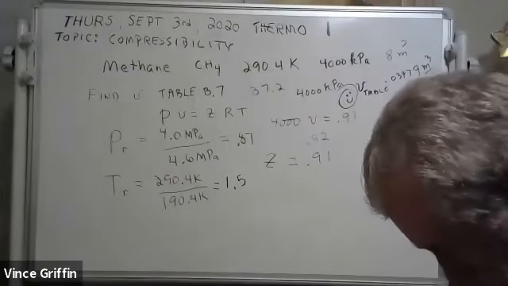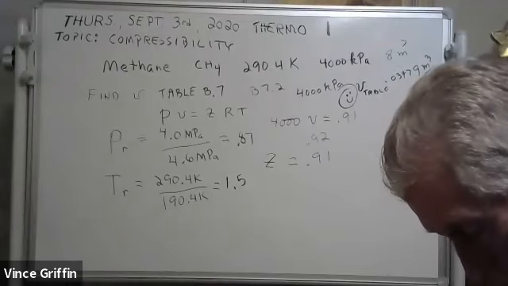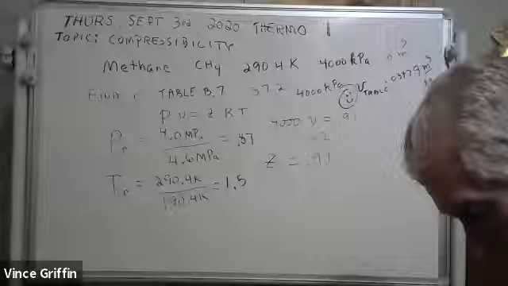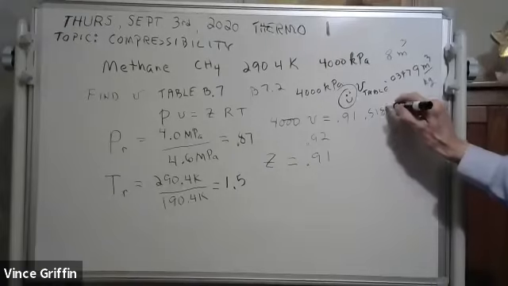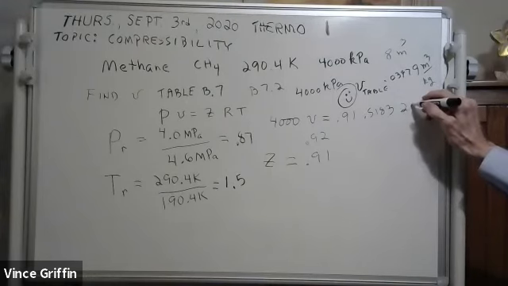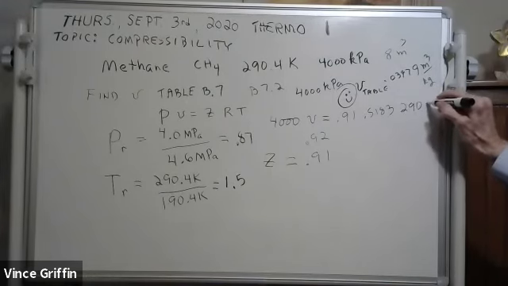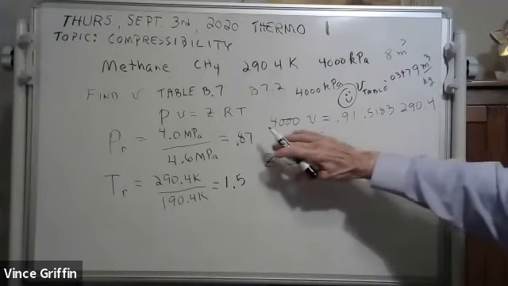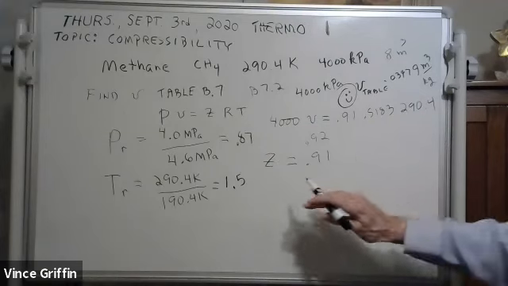Let me see if I can find the R for methane. I got lost. I think we had, might be wrong, but 0.5183. Thank you so very much. I'm sure that's right. And then the temperature is 290.4. I had all the units on there before, so I'm being a little bit lazy.